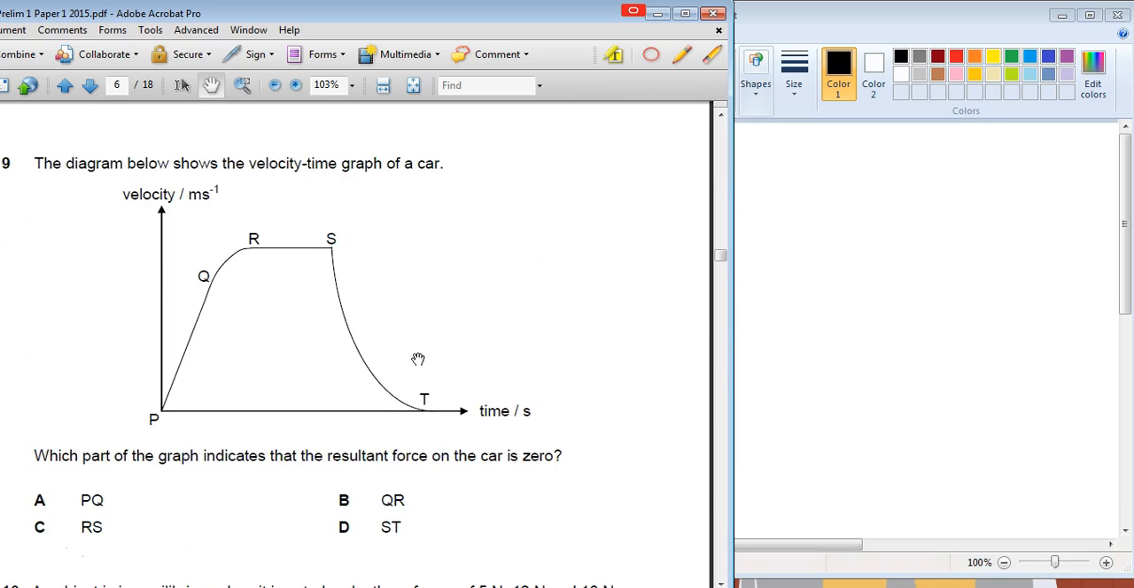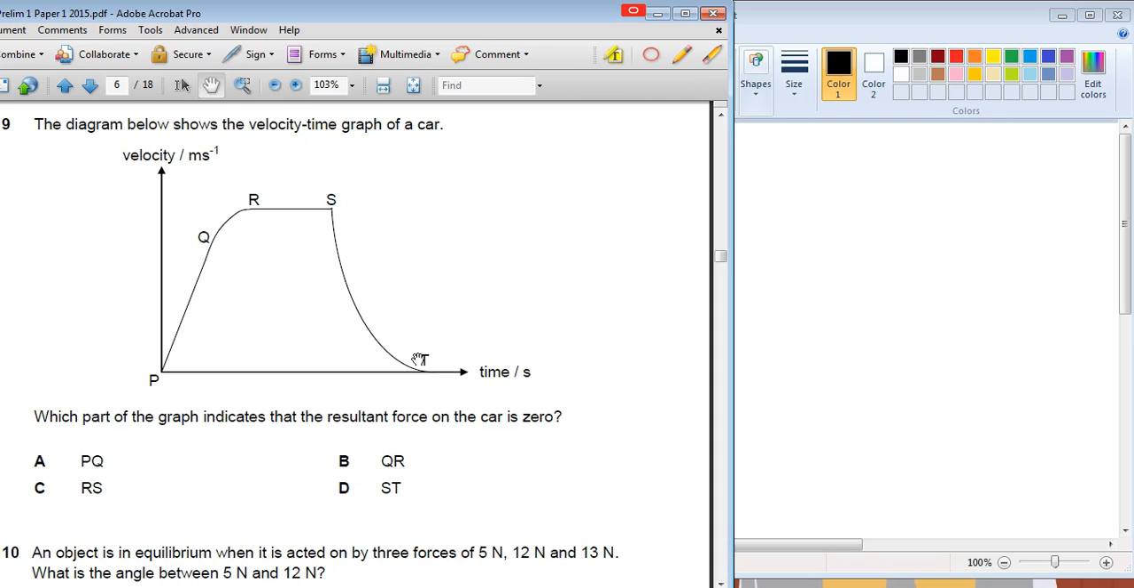So let's go to question 9. Question 9 is your typical VT graph. In a VT graph, you should know that the area under it represents the distance and the gradient represents the acceleration. Down here you are being asked which part of the graph represents that the resultant force on the car is 0.